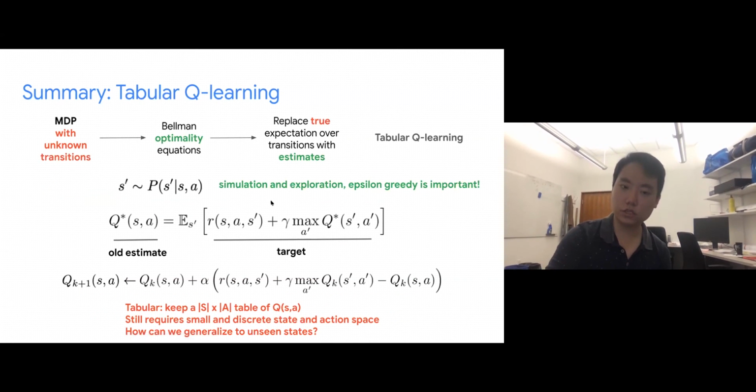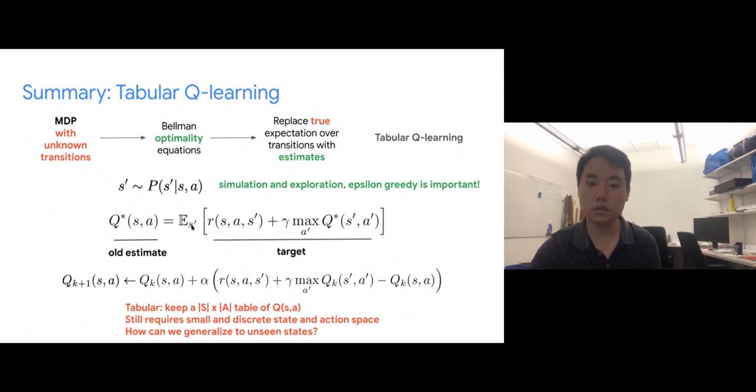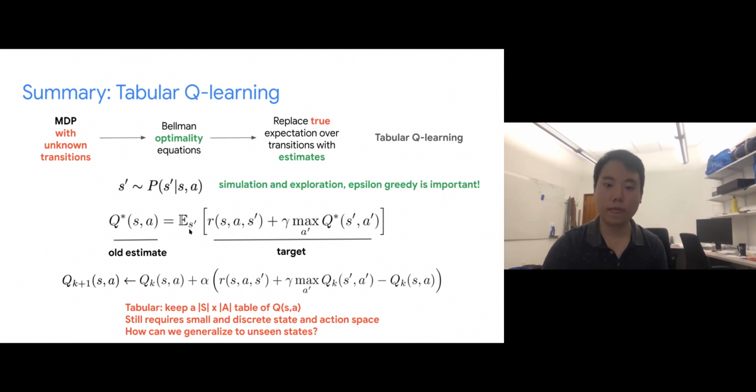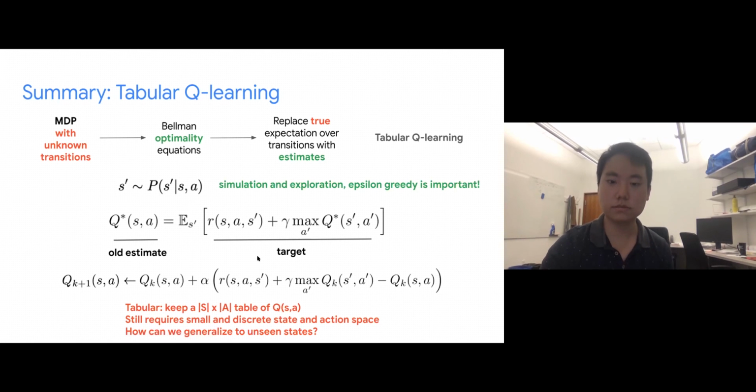And we also saw an extension of how we went from perfectly knowing these transitions to actually sampling states and approximating these transitions, approximating the expectation through samples. And the idea there was to do tabular Q learning. The problem there is that you still have to keep a table of your states and actions, which still requires small and discrete state and action spaces, but at least you can do it for MDPs with unknown transitions.